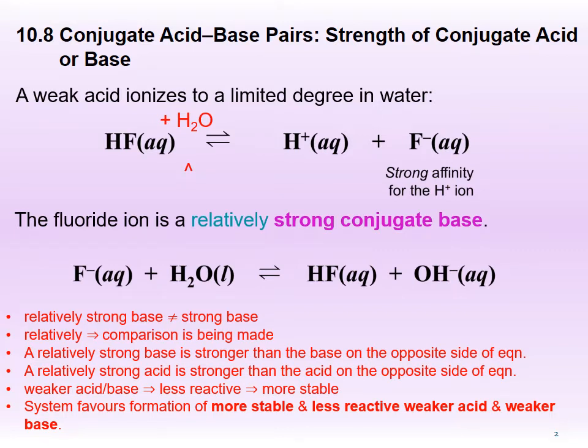Thus, the reaction that is favored is the one that forms the weaker acid and weaker base. A weaker acid and weaker base are less reactive and therefore more stable. The system favors the formation of more stable species, so in a reversible acid-base reaction, the stronger acid and stronger base react more readily to form the less reactive and more stable weaker acid and weaker base. In this case, it is the backward reaction that is favored.